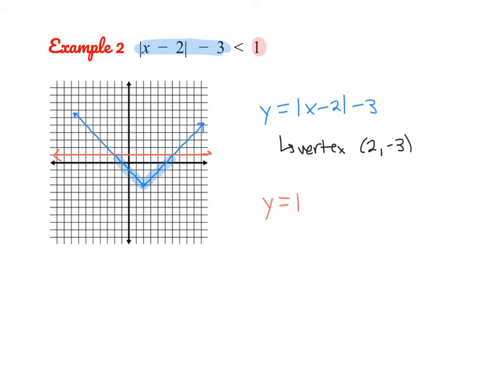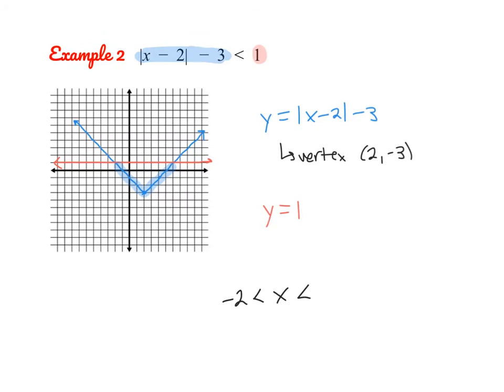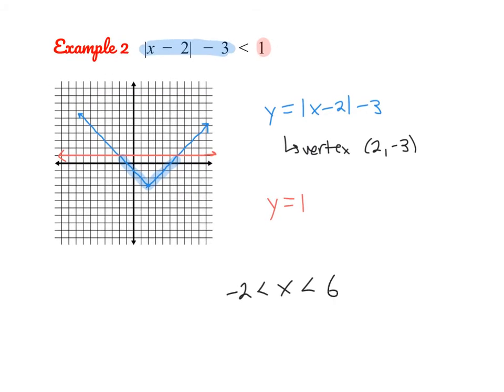We start with the lower boundary. So here this would be negative 2. So we say negative 2 is less than x, and then we say is less than, and then we hit our upper boundary, which is 6. And this is our answer.